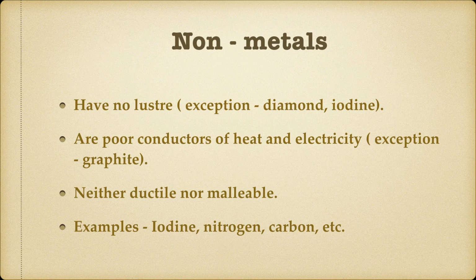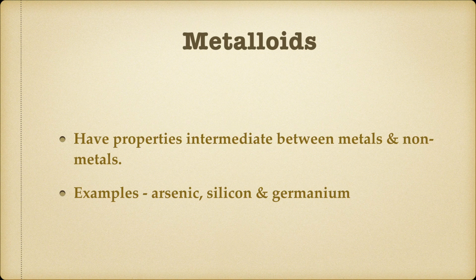Next, they are poor conductors of heat and electricity. Exception, graphite. They are neither ductile nor malleable, and the examples are iodine, nitrogen, carbon, etc. Okay, so if it is asked to distinguish between metals and non-metals, it is very simple. You just have to write down the opposite points of metals in non-metals. Next, metalloids. They have properties intermediate between metals and non-metals. Some examples are arsenic, silicon and germanium.